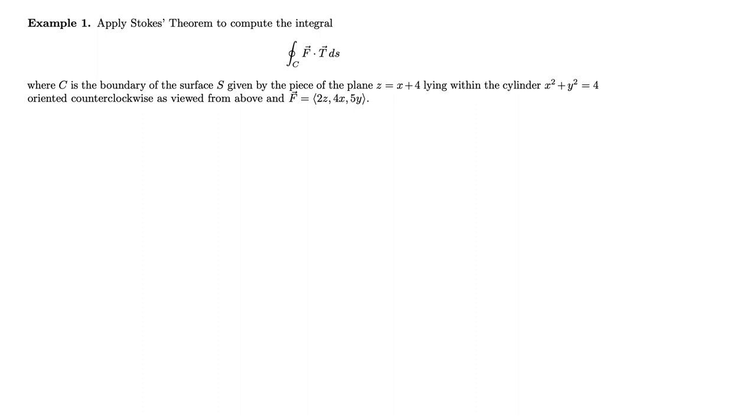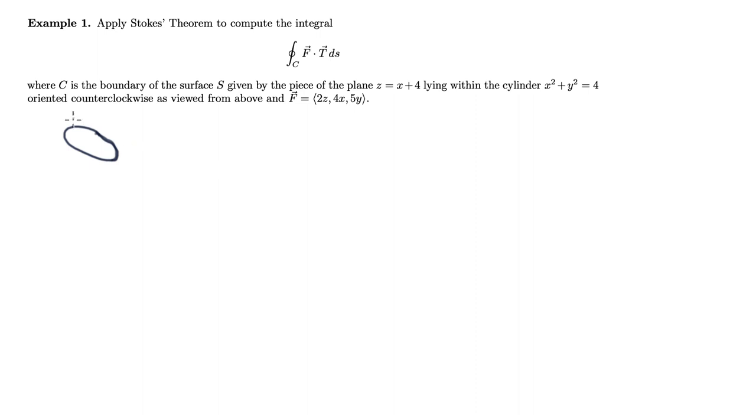All right, so we want to apply Stokes' theorem to compute this line integral, or this circulation integral in space. And so we see that C is the boundary of the surface given by the piece of the plane lying within the cylinder x squared plus y squared equals 4. So our region is going to look like an ellipse. It's going to be, kind of, taking a plane and cutting a cylinder.